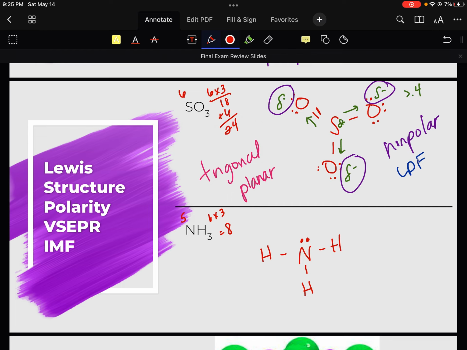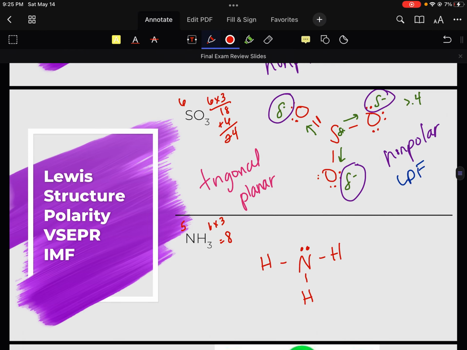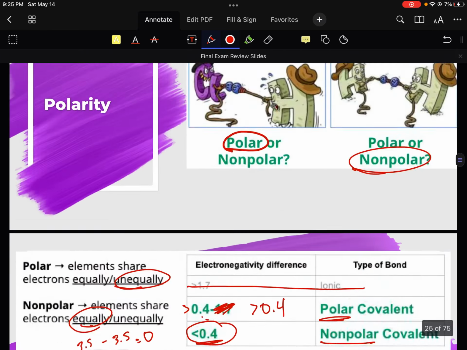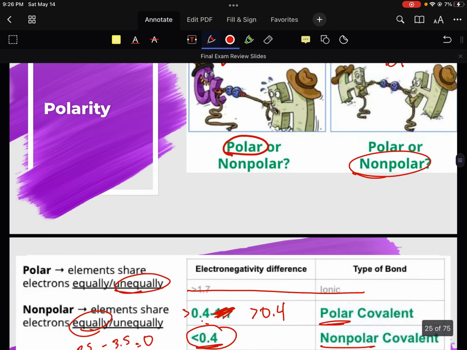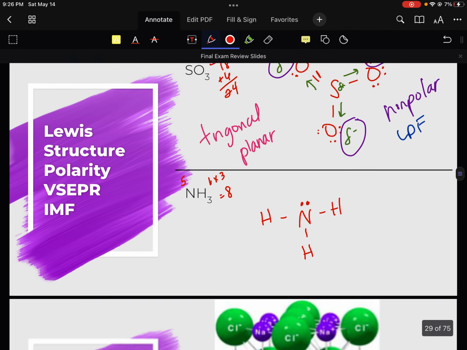Now if I look at my shape, I have 3 things around it and 1 lone pair. Close your eyes to scroll. So that looks like this right here. It has 3 things around it and then 1 lone pair. So that's trigonal pyramid.